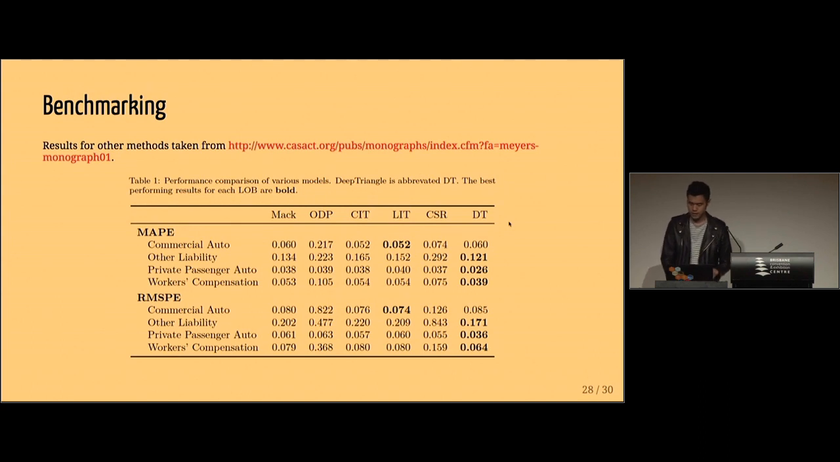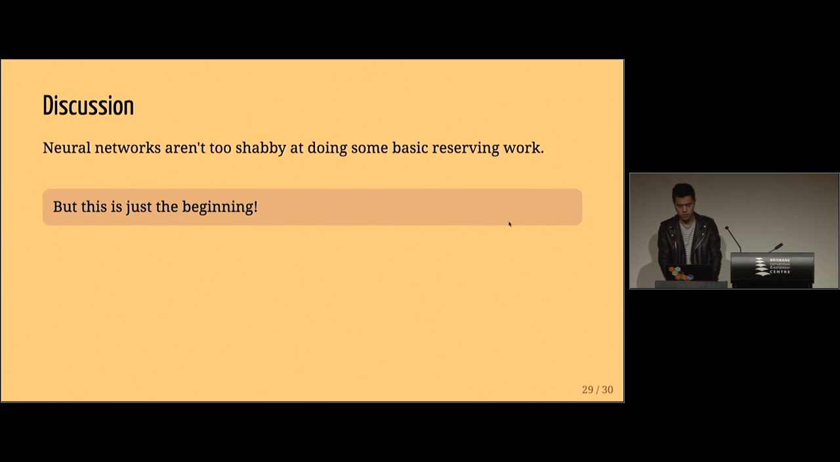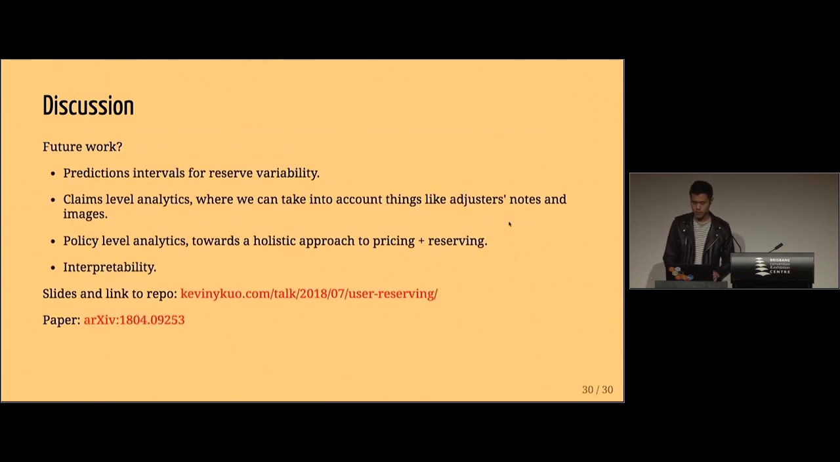So we see that it's sort of able to stand up to some of the existing techniques. So the takeaway here is that neural nets are not too bad at doing some of the basic reserving work that actuaries are doing today. But here we're really working with some very aggregated and small data sets.